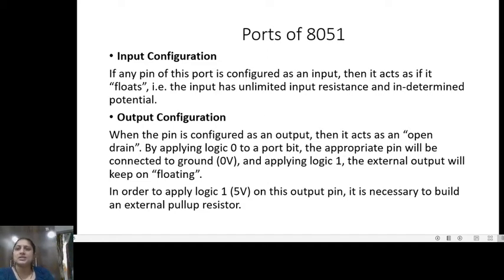By applying logic 0 to the port bit, the appropriate pin will be connected to the ground, that is 0 volt. And applying logic 1, the external output will keep on floating. In order to apply logic 1, that is 5 volt, on this output pin, it is necessary to build an external pull-up resistor. That means port 0 of the 8051 can be used as a bidirectional input output port, but it doesn't have the inbuilt pull-up resistor. We need to use an external pull-up resistor.